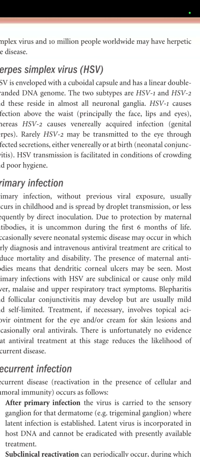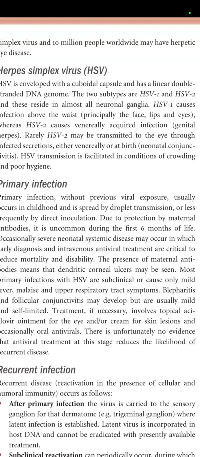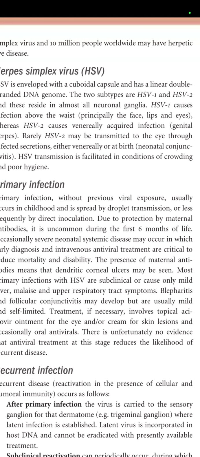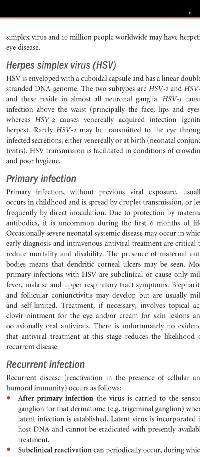Rarely, HSV2 may be transmitted to the eyes through the infected secretion, either venereally or at birth, causing neonatal conjunctivitis. HSV2 transmission is facilitated in conditions of crowding and poor hygiene. So, what are the risk factors for the transmission? That is crowding and poor hygiene. So, one is a primary infection, and then second is a recurrent infection.